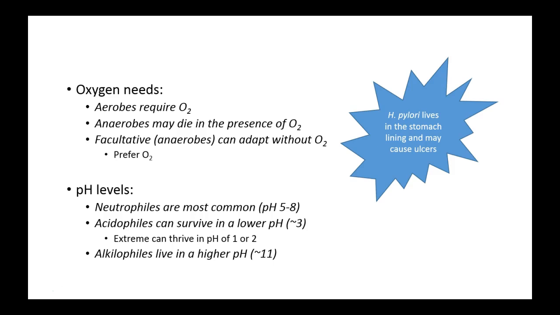All right, alkalophiles. I believe I have a little typo there in spelling, sorry. But they live in a higher pH, so you can think of about an 11 to categorize that. Meaning that they can survive, and they may not survive in pHs that are outside of their ranges.